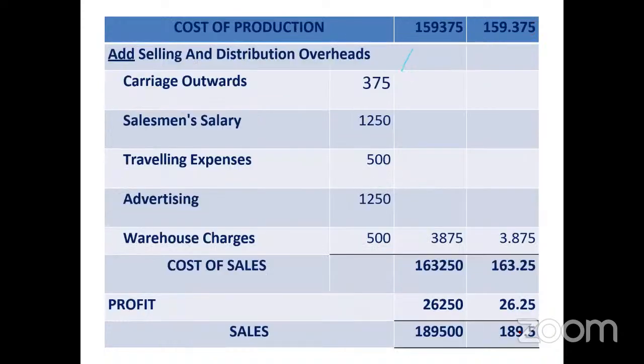Now we have already got the cost of production. So now we are adding the selling and distribution overhead. So this is the total amount of selling and distribution overhead. Carriage outward.